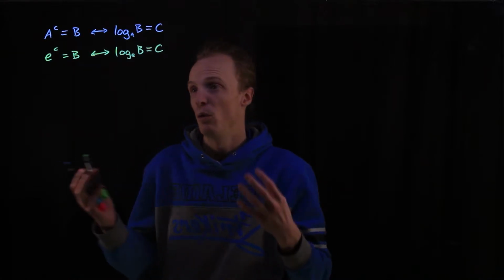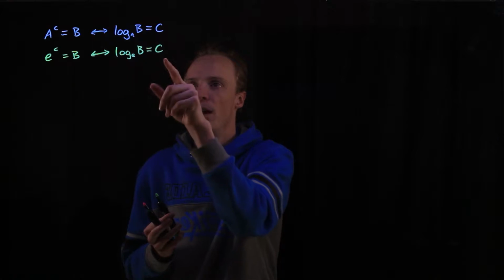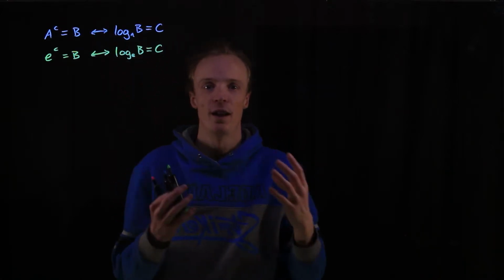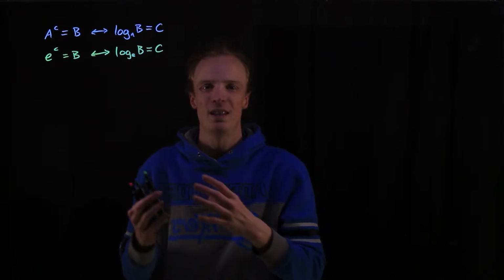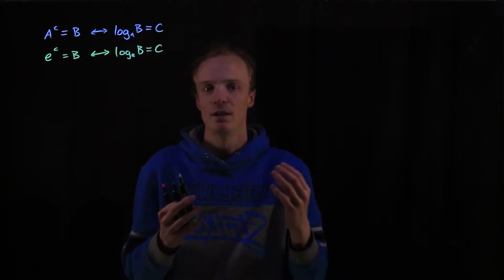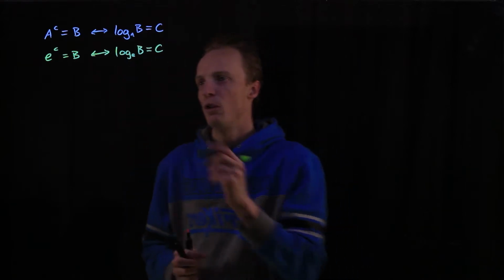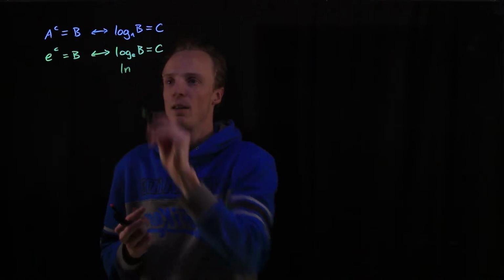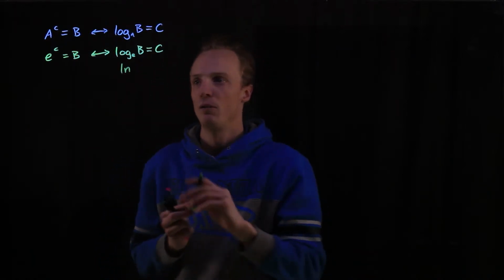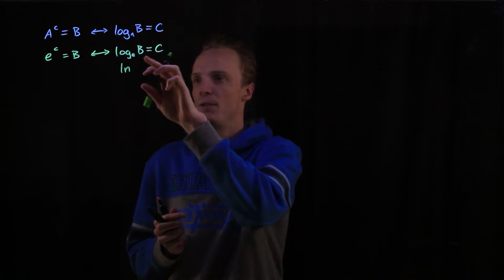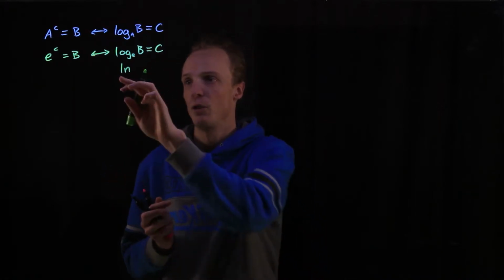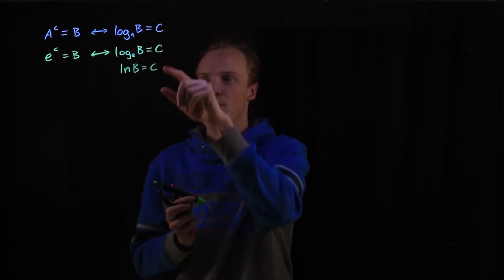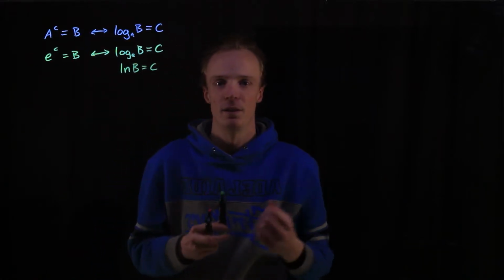Now, in this situation, all of our log laws and everything still applies, but when we have a logarithm with the base of the natural exponential, we call this the natural log, and we actually rewrite it differently. Instead of writing the log of e, we just simply write ln, standing for the natural logarithm. So an equivalent statement of this one here would be to say the natural log of b is equal to c. These two are equivalent statements.